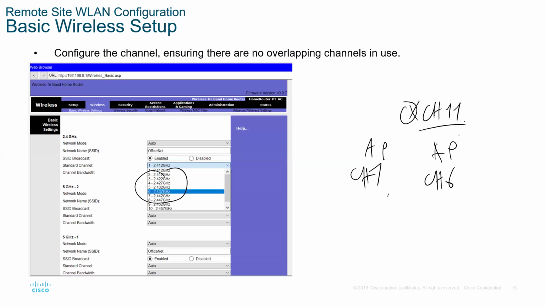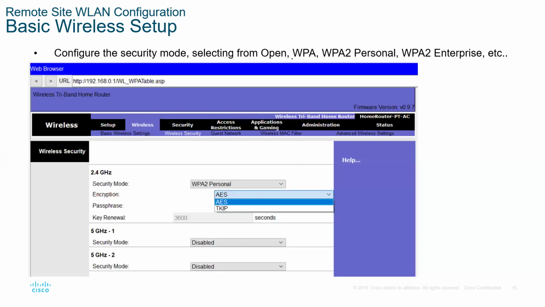If the channels are overlapping, to avoid interference, you use non-overlapping channels. And the non-overlapping channels we have are 1, 6, and 11. So this is where you select the channel that will be used by your network. Configure the security mode. Right.